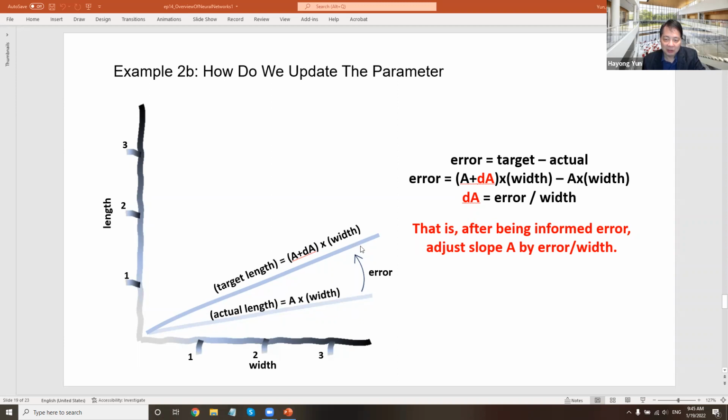Okay? So how much actually should we be shifting? The error is that this is the target, this is the actual, the current prediction, this is where we want to be. So target minus actual: A plus dA times width minus A times width. So the dA is the error, which means that we are being informed by the error. The error guides us how much to change the slope. Especially here, it's the error divided by the width.